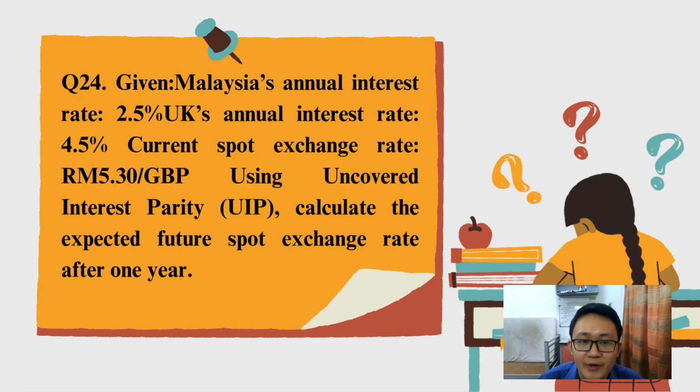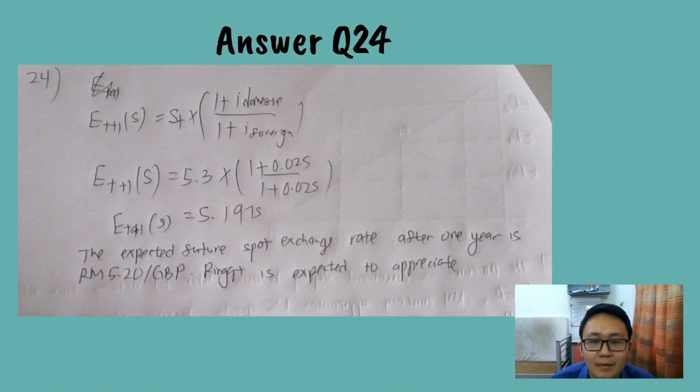So this is question number 24. Given the Malaysia annual interest rate is 2.5% and the UK's annual interest rate is 4.5%, and the current spot exchange rate is 5.3, using the uncovered interest parity, calculate the expected future spot exchange rate after 1 year. So this is the answer for question number 24.